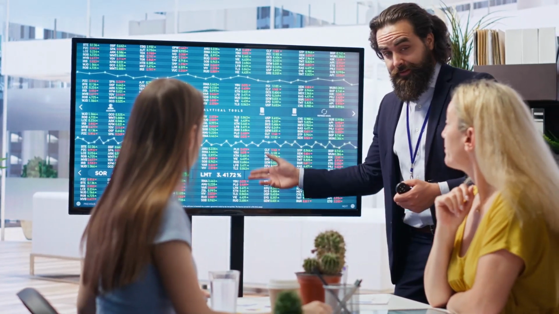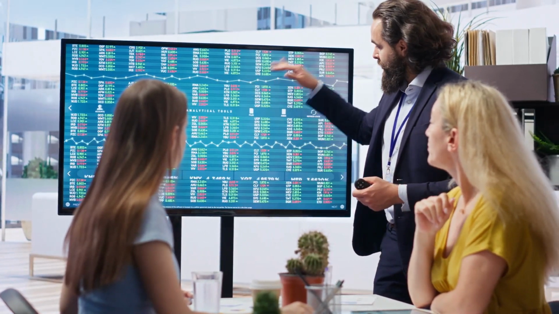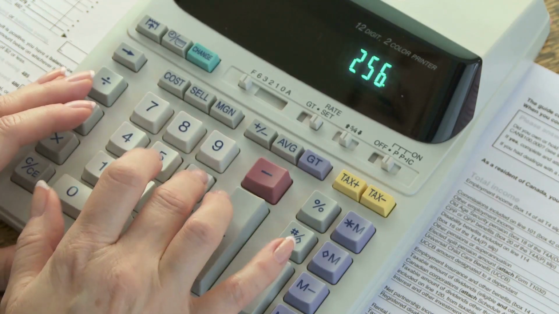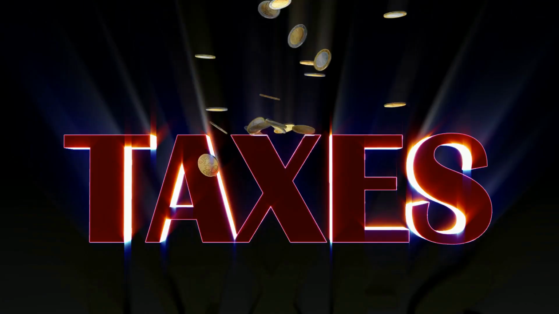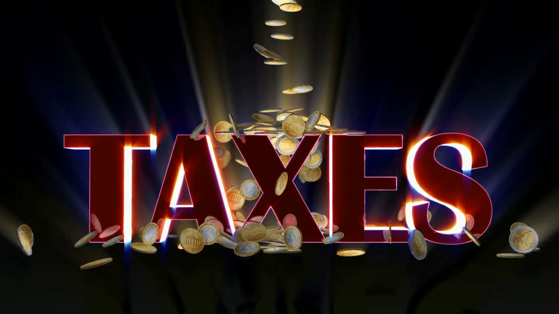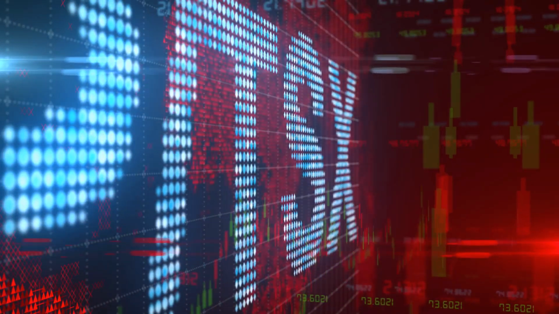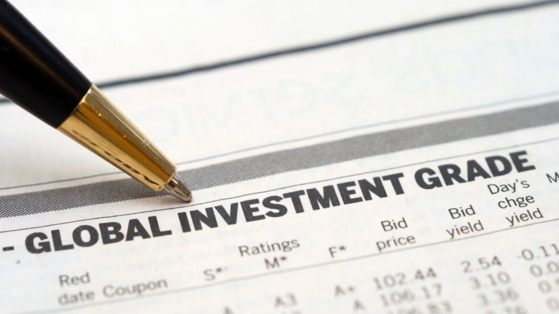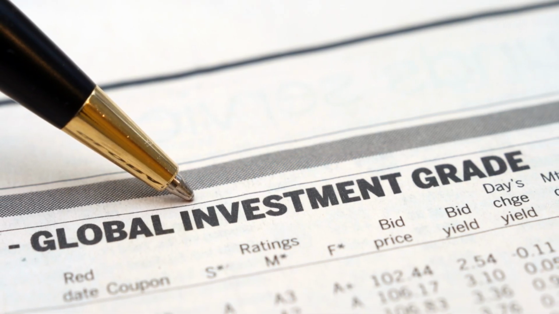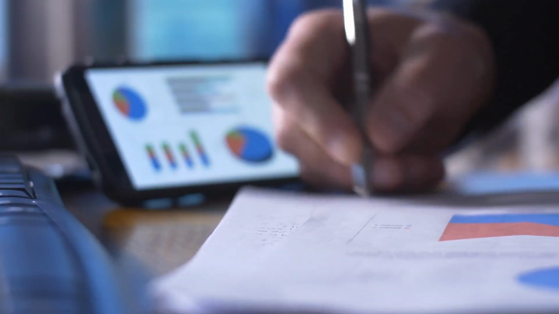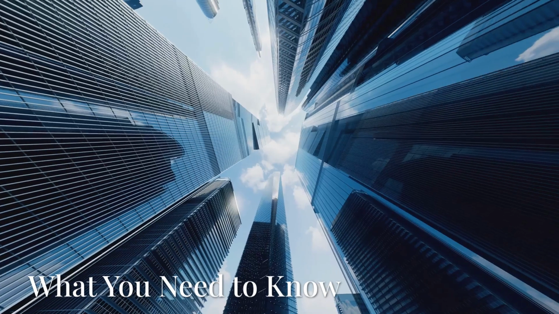Let's break down each type of investment income. Interest income is taxed at your marginal rate. Dividends benefit from Canada's dividend tax credit. This makes Canadian dividend-paying companies attractive. You pay tax on 50% of capital gains. The rate depends on your income bracket and province.